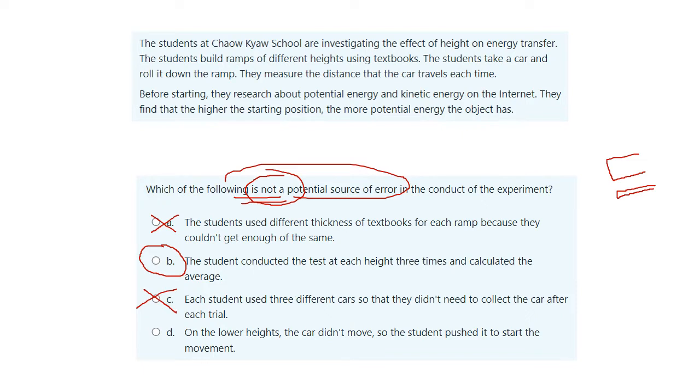And then D, on the lower heights, the car didn't move, so the student pushed it to start the movement, but only on the lower height did the student push. That's not good. On the lower height, the student gave it extra energy. On the other heights, the student did not push, so they did not get any extra energy. That's an additional difference. We don't want to add more differences, so we do not choose D.